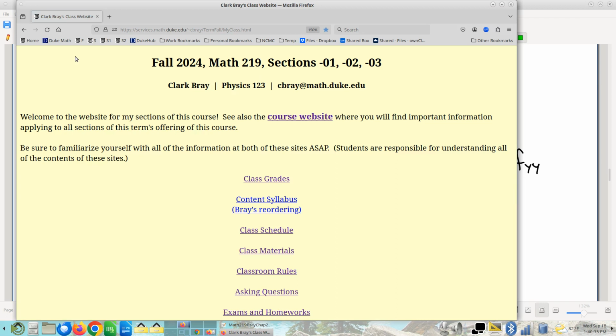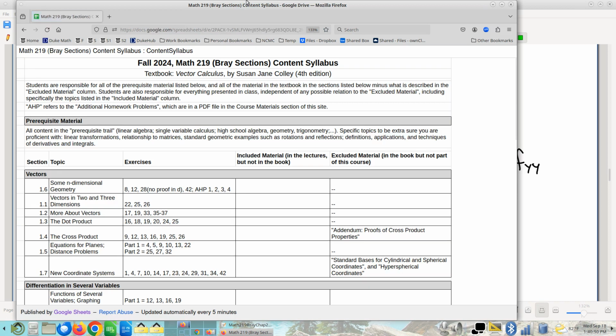So I finally got around to realizing I should have done this a long time ago, but it's super easy for me to create a new copy of the content syllabus that shows the topics we're covering in actual class chronological order, thus showing that we're doing 1.6 first. I don't know why I didn't think of this before. It never occurred to me. Anyway, make sure that you're aware of this.